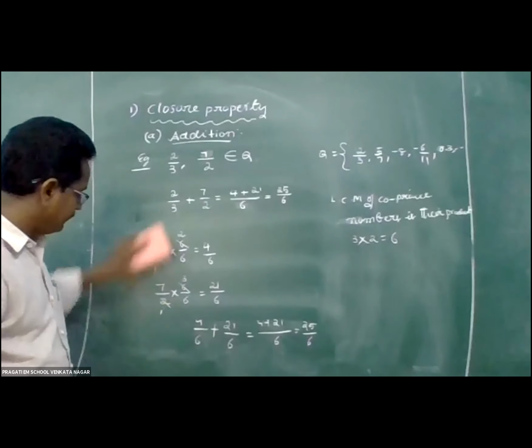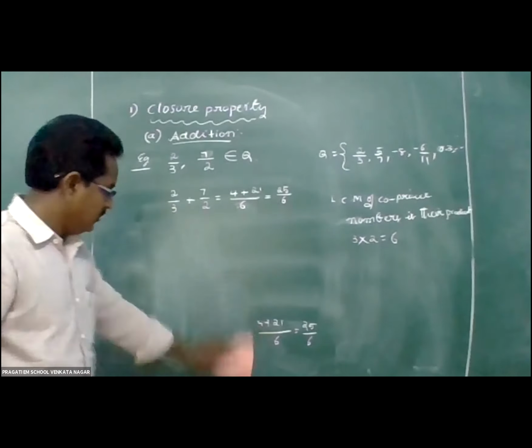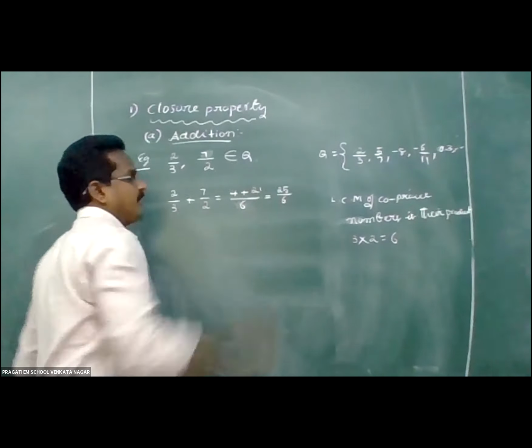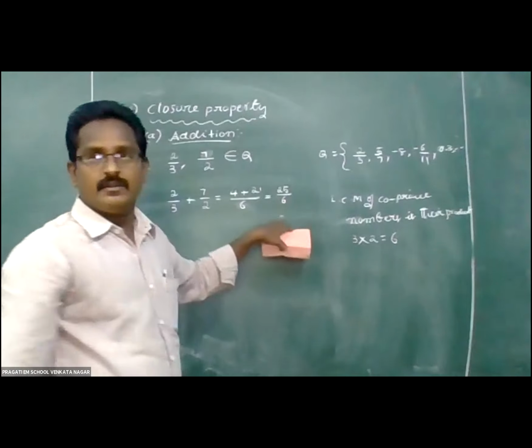Okay. Now see. Why we did like this here? This is the 25 by 6. Here 20.